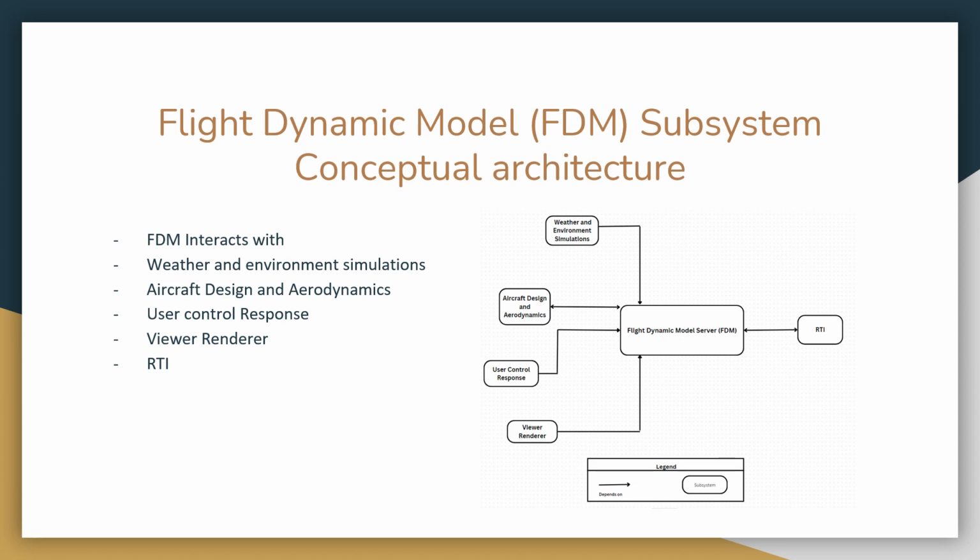We decided there were 5 key components that the FDM interacts with, the first being weather and environment simulations. These components supply the FDM with dynamic real-world atmospheric conditions, enabling realistic flight behavior under varying weather scenarios. The second is the aircraft design component. This element provides detailed specifications for each aircraft model, allowing the FDM to accurately simulate flight physics and dynamics.